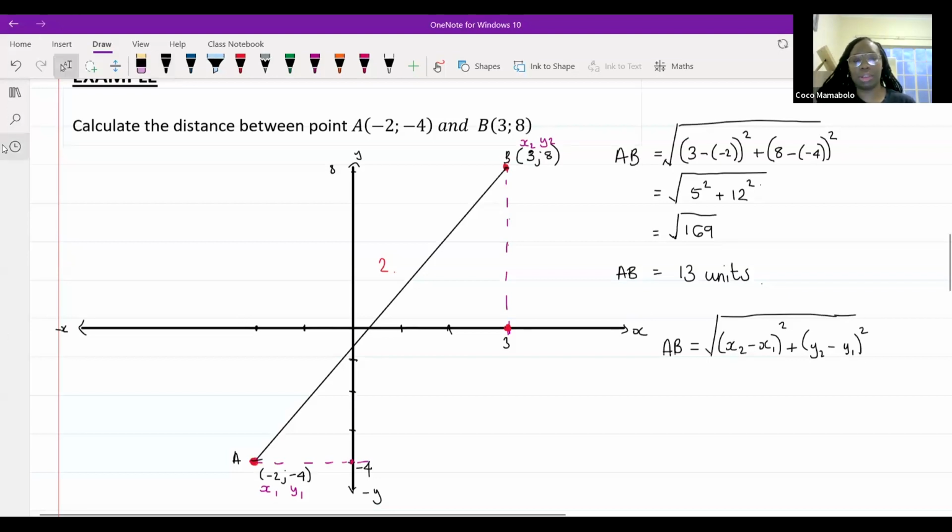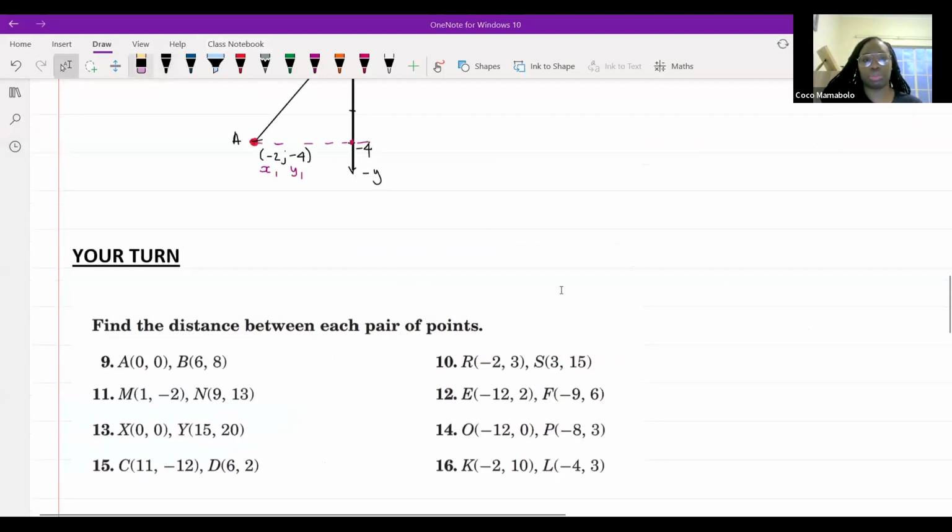All right, can we look at another example? Let's look at a different example. We're going to do these two.